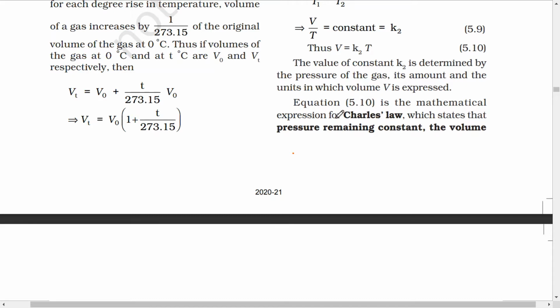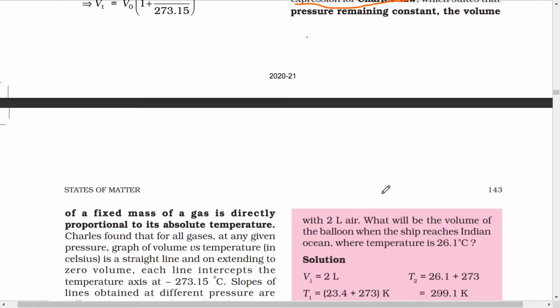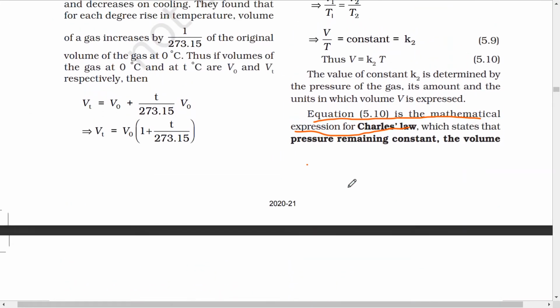Now, equation 5.0 is the mathematical form expression of Charles law. So, if in exam they ask you what is the mathematical form of Charles law, many people will think that the proportional one is the equation. Like what does Charles law state? Volume is directly proportional to temperature, right?